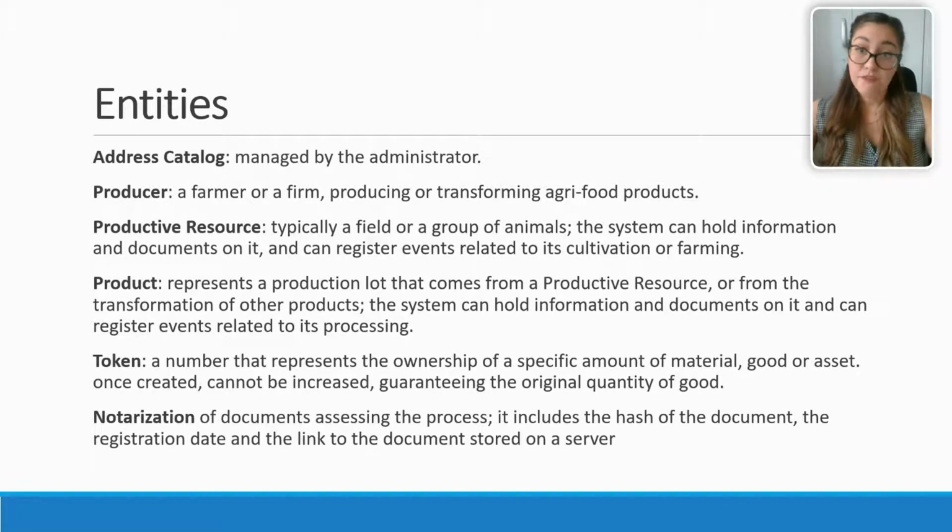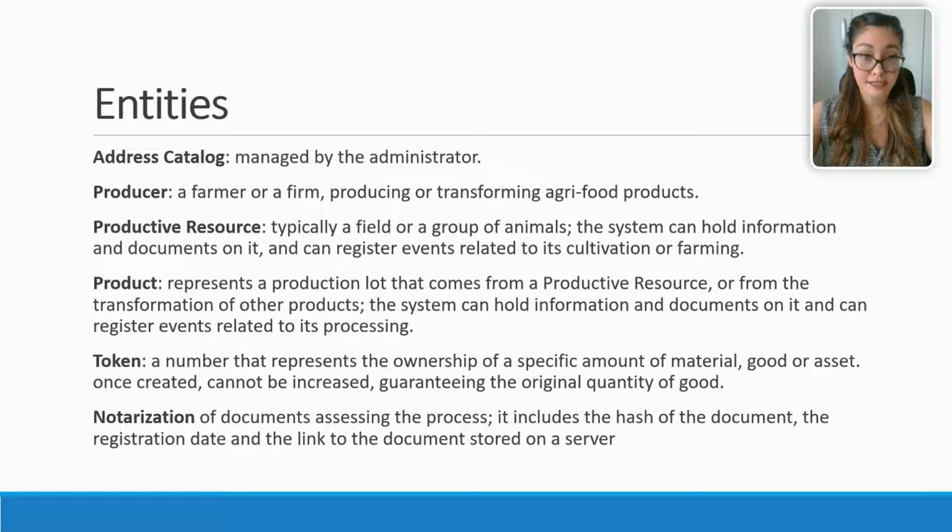The main entities involved in an agri-food supply chain are the list of all the addresses managed by the administrator or the owner of the system to grant the proper authorization, the producer, a farmer or a firm, a productive resource, which is typically a field or a group of animals, a product, which is the result of a transformation from a productive resource or from another product. A token, which is not the traditional token you probably heard about, but is a number representing the ownership of a specific amount of good.